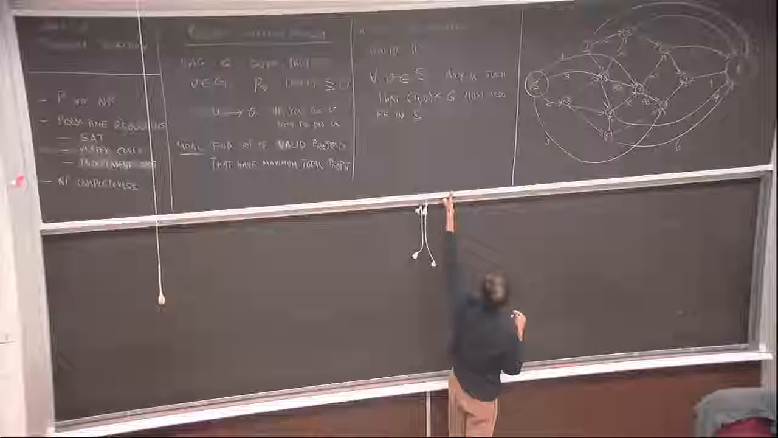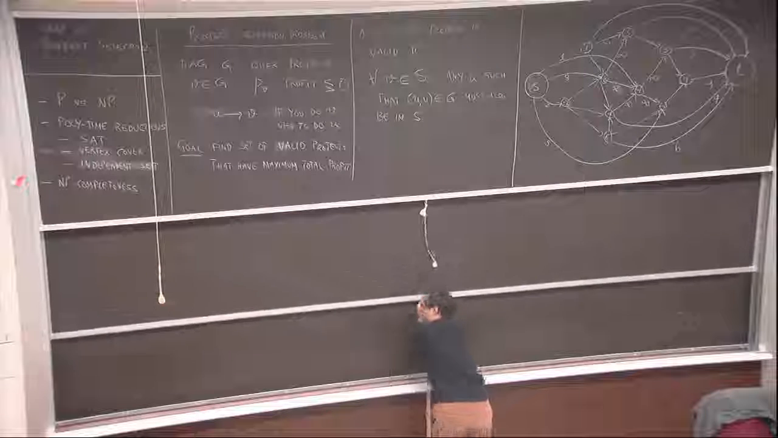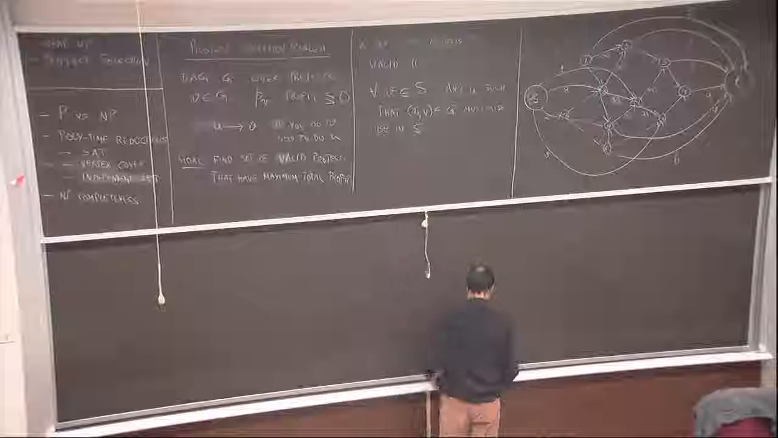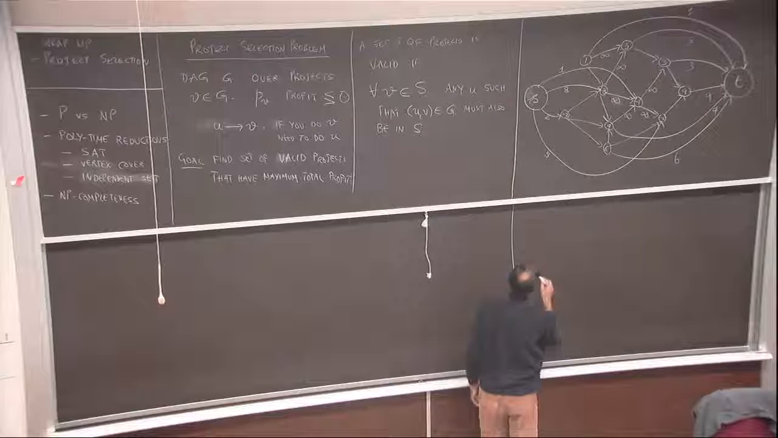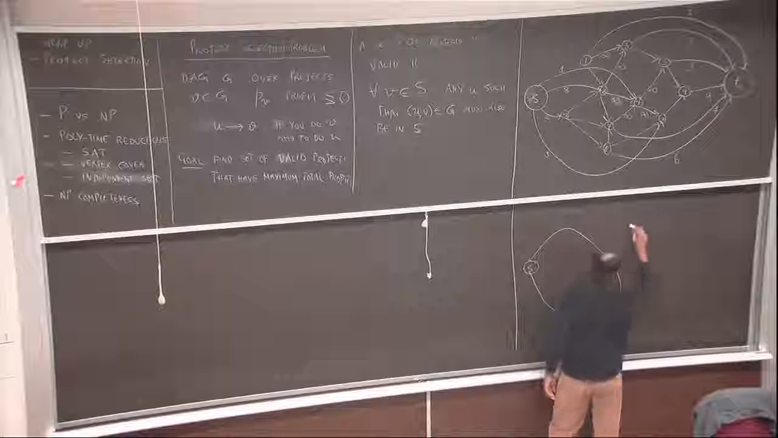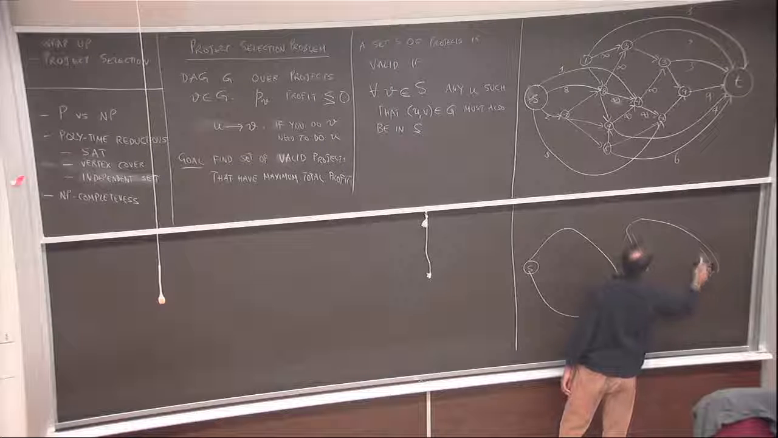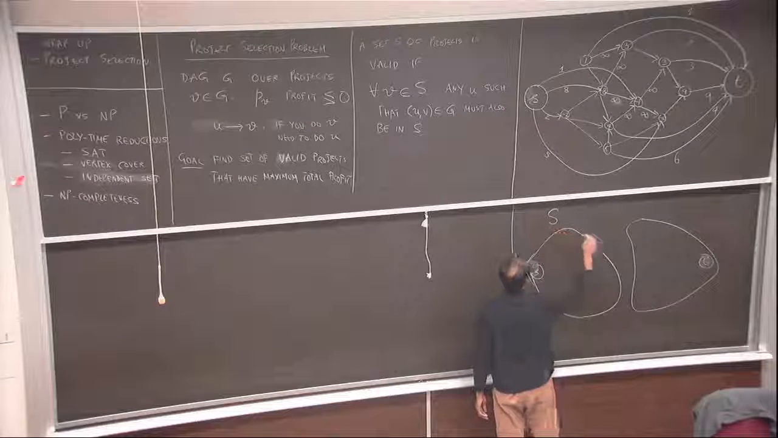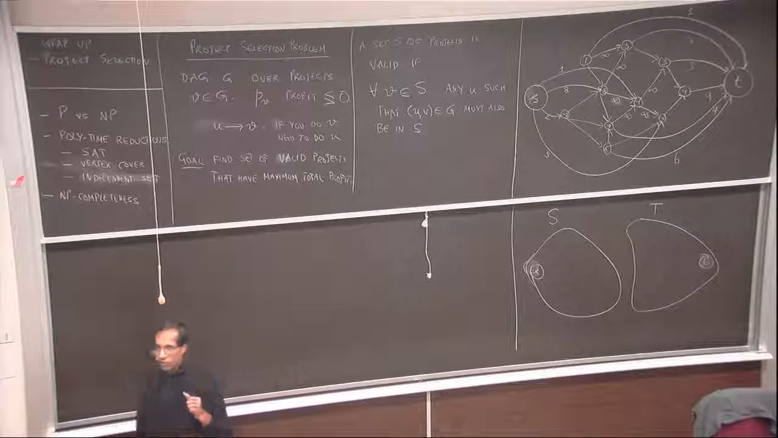So let's try to understand what cuts look like in this graph. Think about what's happening to a cut. A cut, capital S, capital T, with the source s on one side, T on the other side.